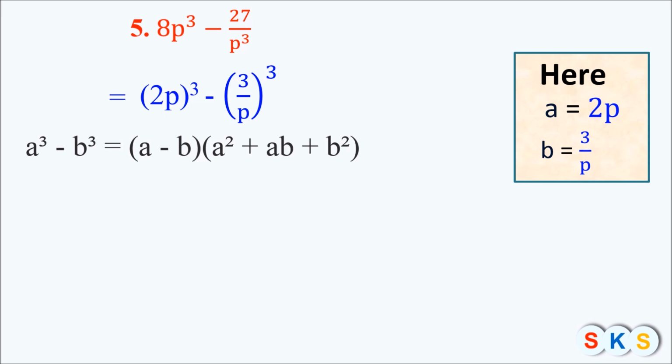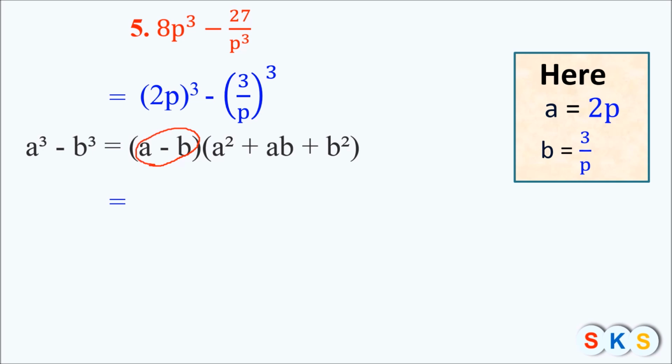Now we will substitute the values of a and b in this formula. Look at the first bracket, it is a minus b. What is the term in the first bracket? It's a minus b. So in place of a we will write 2p.